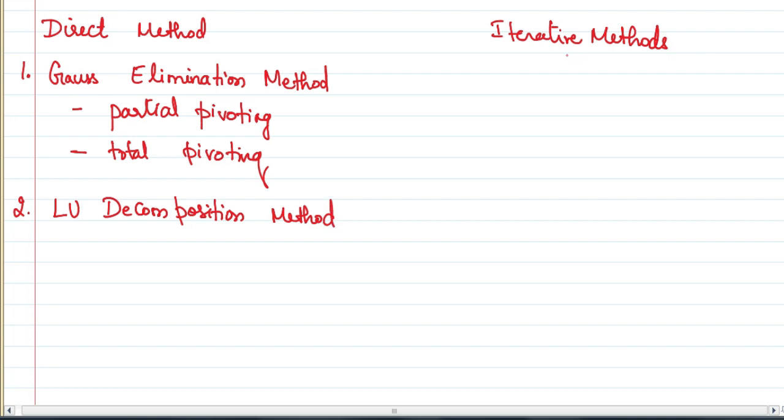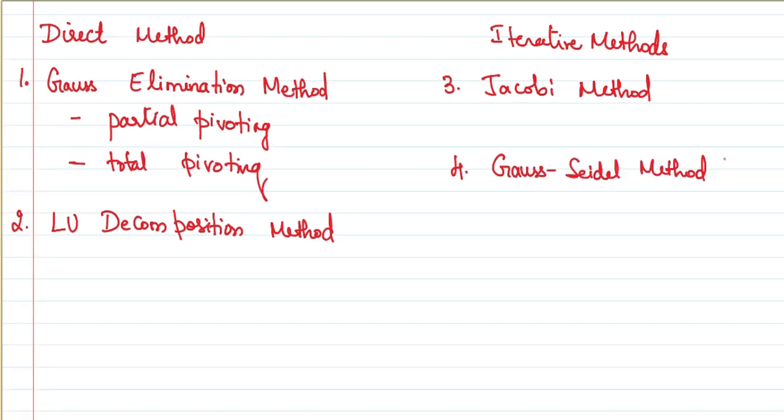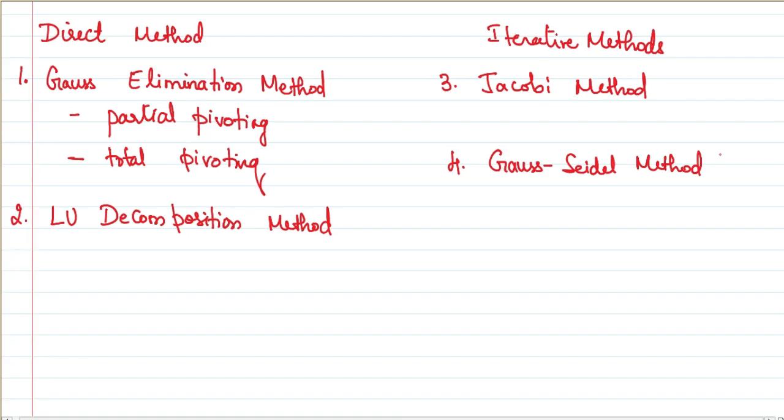Next are the iterative methods. Under iterative methods, you have the Jacobi method, or we can say Gauss-Jacobi method, and the Gauss-Seidel method, or simply Seidel method. Any system of linear algebraic equations can be solved using any one of these four methods. So this is the overall introduction to what systems of equations and algebraic equations are and what various methods we have. In the next video, we will be learning each method one by one.